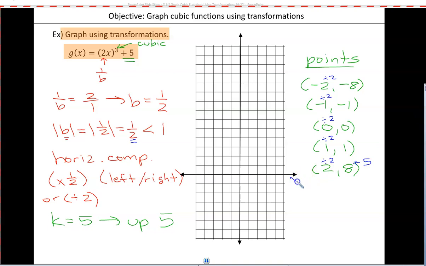So there's my x. Here's my y. My y's, I'm just going to use a scale of 1 unit. So each line is going to be 1 unit. So this would be 1, 2, 3, 4, 5, 6, and so on.